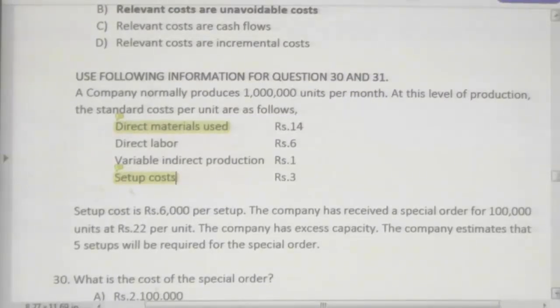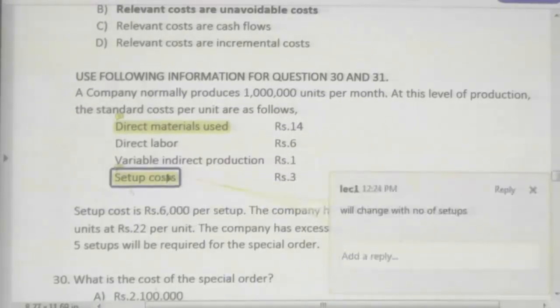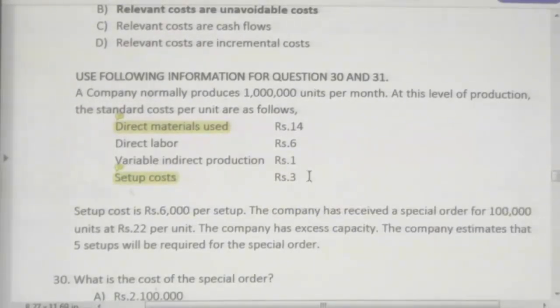Setup cost is 6,000 per setup. Per setup, you have to incur 6,000. Now, you cannot say 6,000 into 1 million units, because setup cost never changes according to the number of units. Setup cost will change according to the number of setups. Therefore, you need to find out how many setups you require to produce 1 million. However, direct material, direct labor and variable indirect will change according to the number of units.